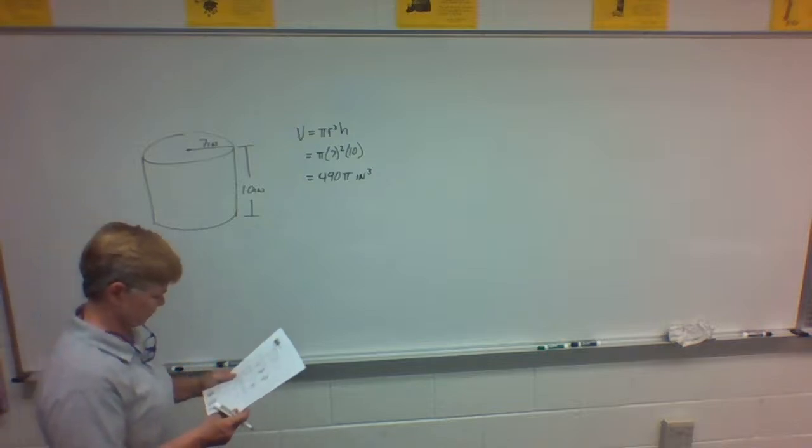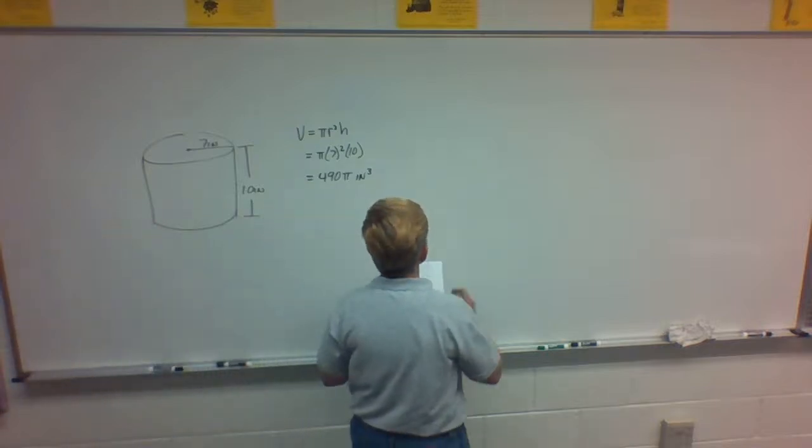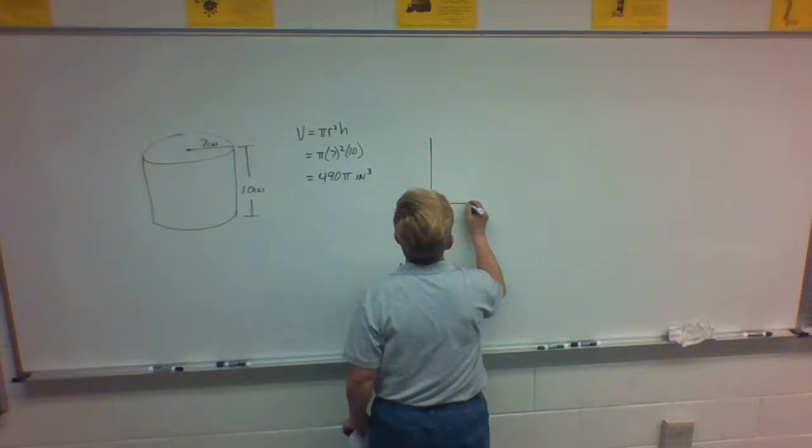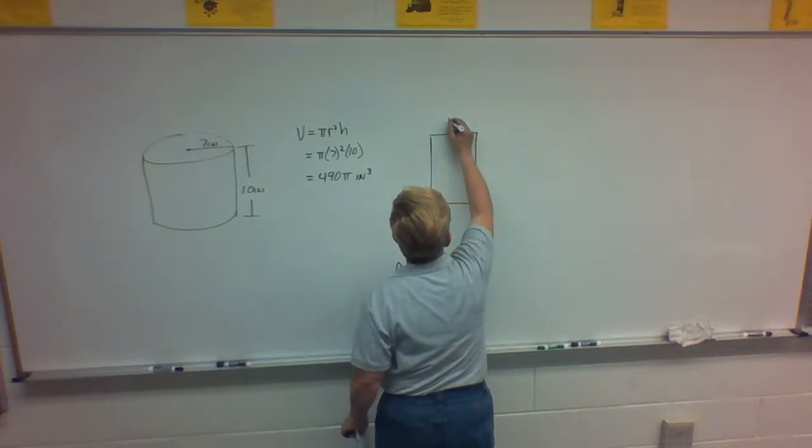That's number 20. Number 21 is just a prism. A rectangular prism, which is a box.